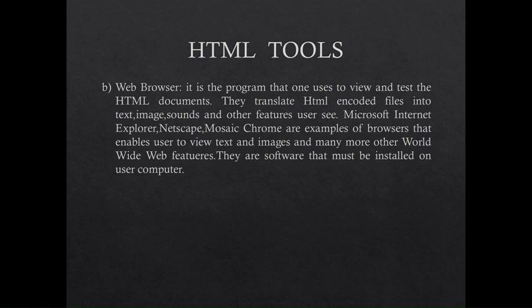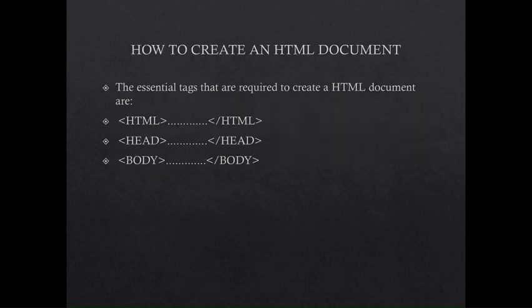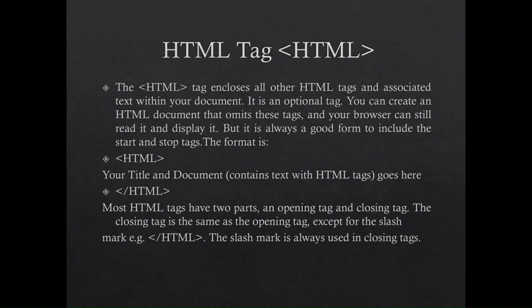What are the essential tags that are required to create an HTML document, like HTML, head, body, title and so on? Let's discuss one by one. Firstly, the HTML tag. The HTML tag encloses all other HTML tags and associated text within your document. It is an optional tag. You can create an HTML document that omits these tags and your browser can still read it and display it, but it is always good form to include the start and stop tags.